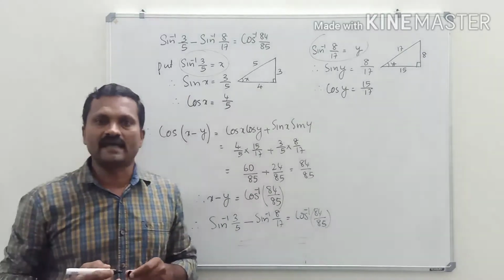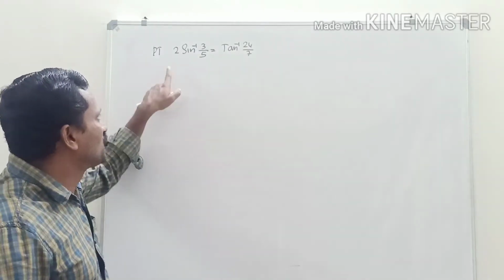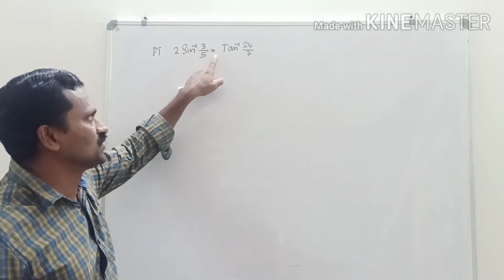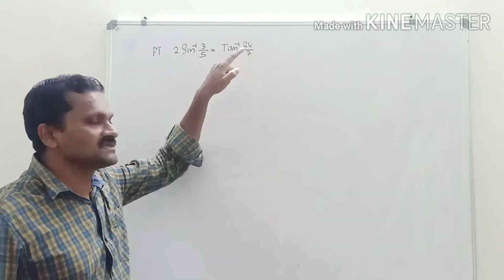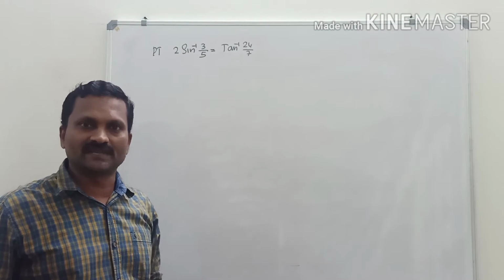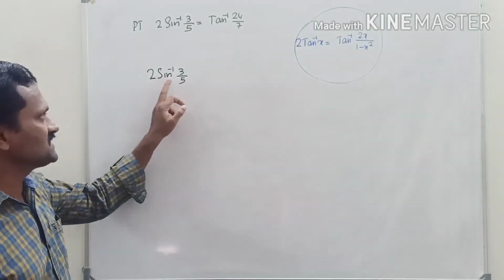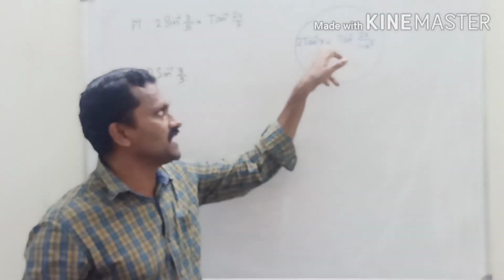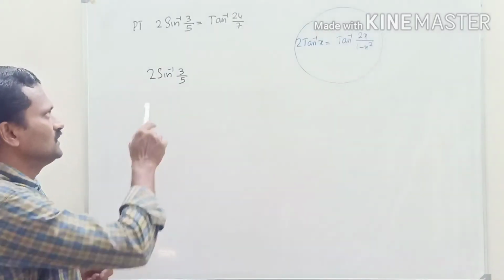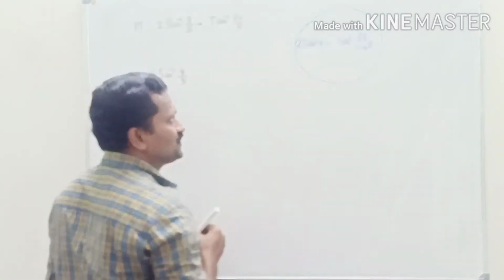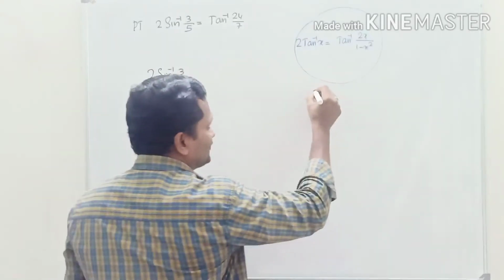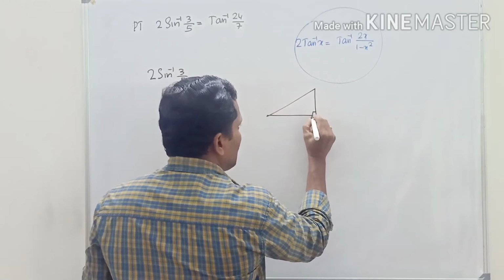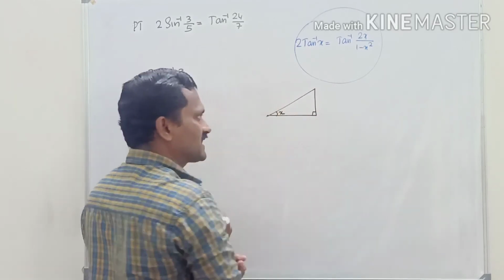That's the answer. Prove that 2 sin inverse 3 by 5 equals tan inverse 24 by 7. Here, 2 sin inverse 3 by 5 is converted into 2 tan inverse x. So, sin inverse is converted into tan inverse. In short, we draw a right triangle and consider this angle as x.